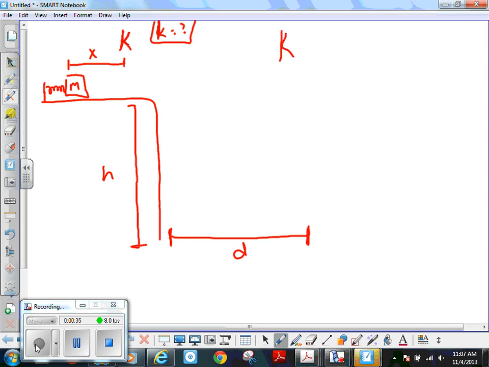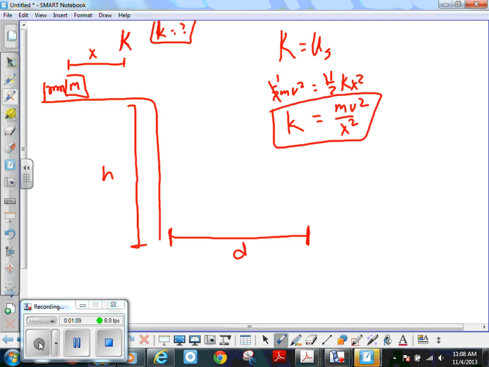Kinetic energy at that point at the edge of the table is equal to the potential of the spring, right? So 1/2 mv squared is equal to 1/2 kx squared. If we knew what our velocity was, we could cancel these out, and our spring constant then is going to be equal to mv squared divided by x squared. We have all those variables except v, so this isn't valid because it doesn't say we can do it in terms of v.